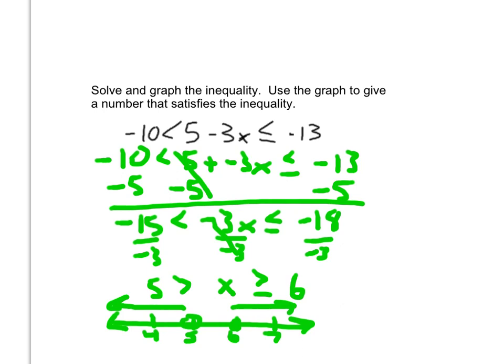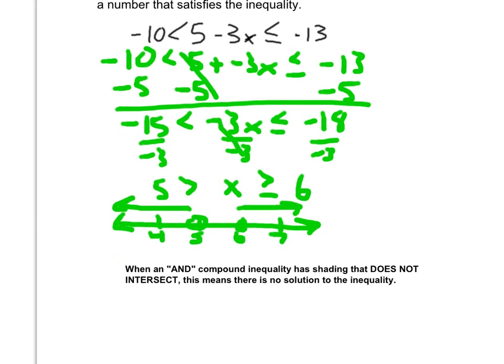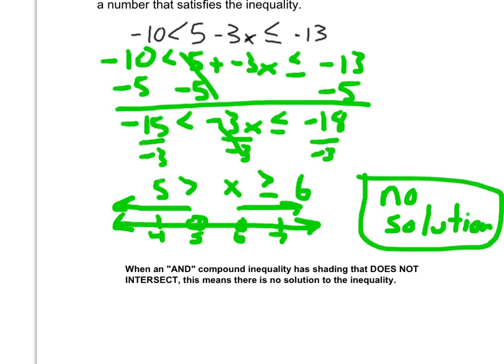Okay? Well, remember, this is an and inequality. And inequalities have to have numbers that are solutions of both. Well, I can't have numbers that are less than 5 and greater than or equal to 6. So, there's no region, no solution region. That means that there is no solution. So we got no solution to this one. Because it's an and inequality without a place where the shading crosses. So no numbers can be a solution of each one. No solution to that inequality. Alright, let's try one more.